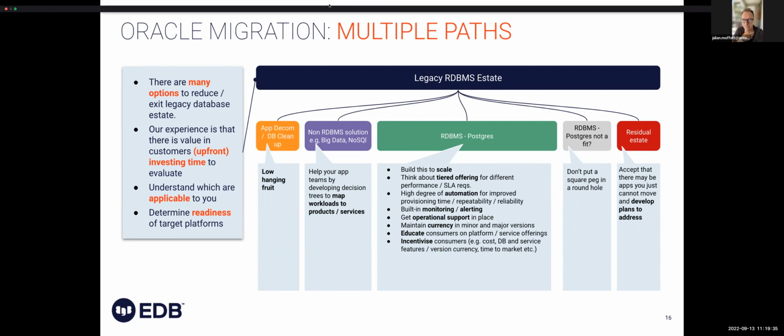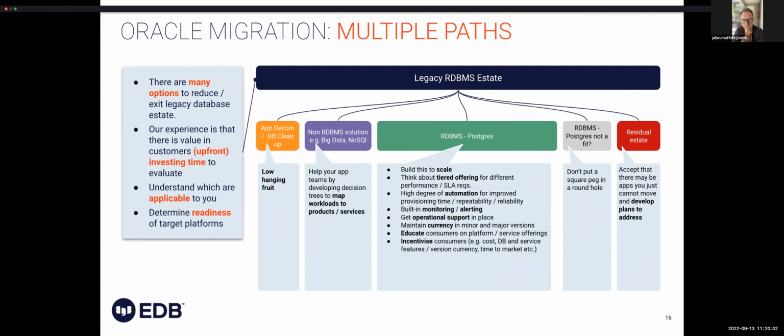The first one, the easy one, to reduce your legacy estate and take out Oracle databases, is application decommissioning. If you're going through any kind of application consolidation exercise, think about what things you can turn off and free up Oracle databases. Equally, do some housekeeping. More often than not, you'll find there are multiple copies of databases, particularly in development environments, where you don't necessarily need them all. So just turn those things off. Those are your low-hanging fruit.